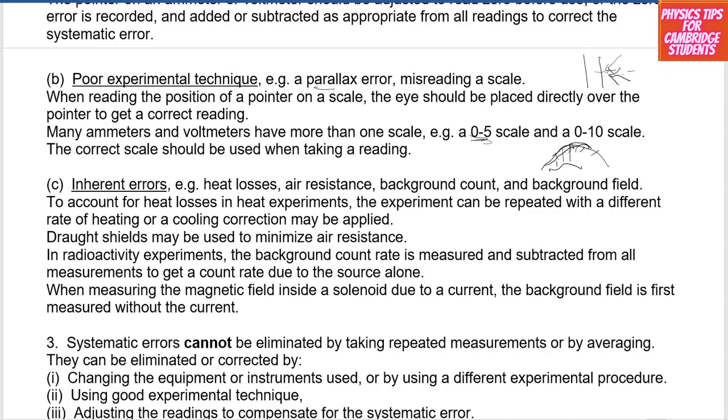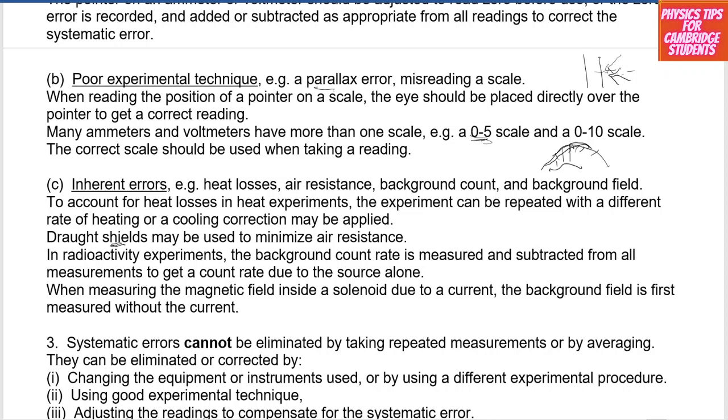To account for heat losses in heat experiments, the experiment can be repeated with a different rate of heating or cooling. Correction may be applied. Okay, so you need to change the conditions, and then you get new parameters. Perhaps you could use a system of simultaneous equations to eliminate the heat loss, and then you can work out whatever you're working out, whether the heat or the specific heat capacity. Now draft shields may be used to minimize air resistance as well.